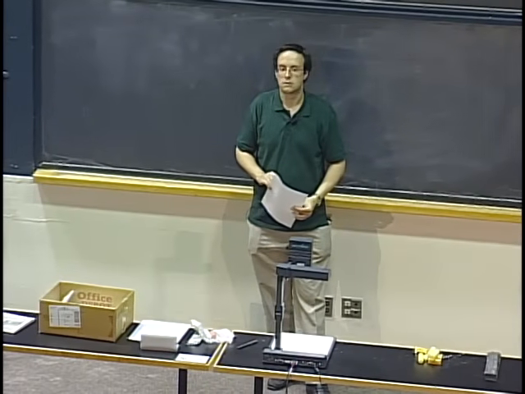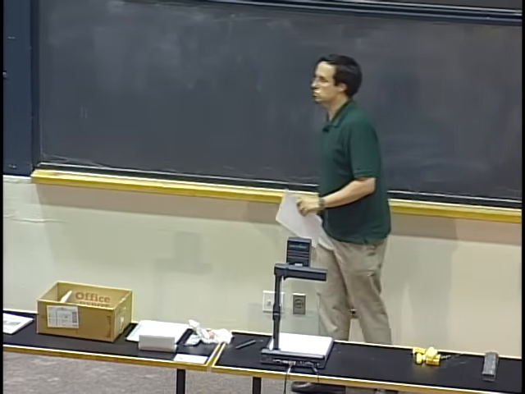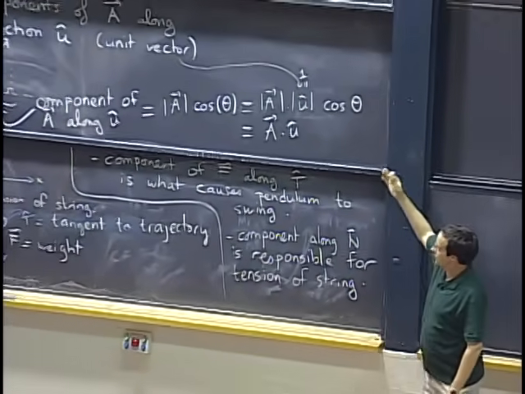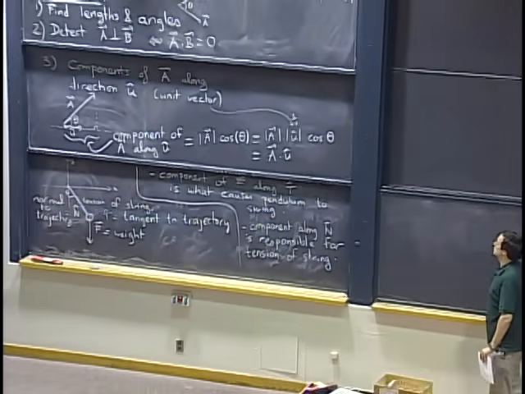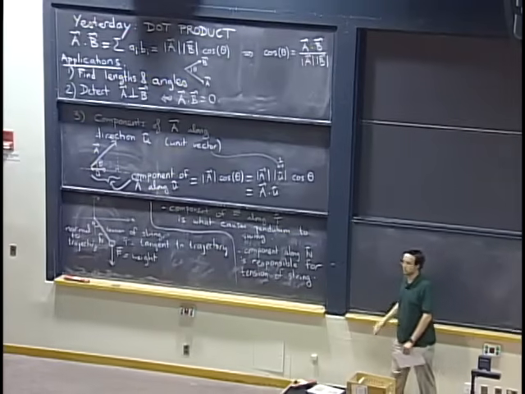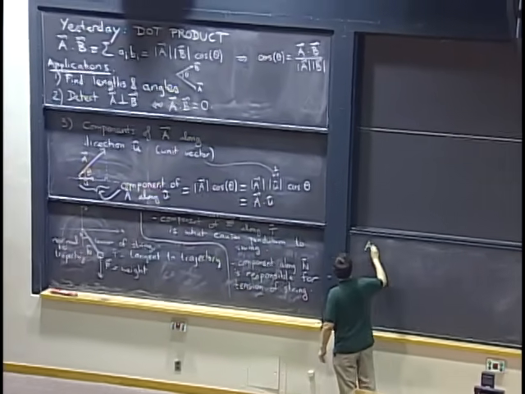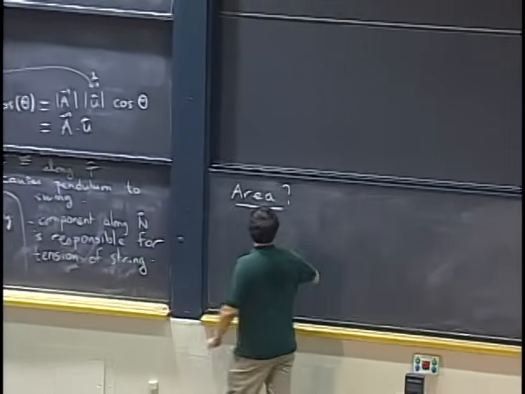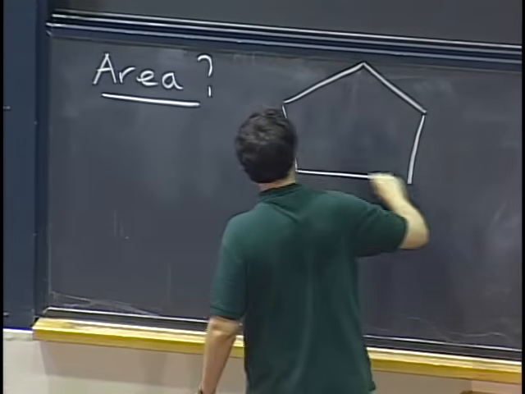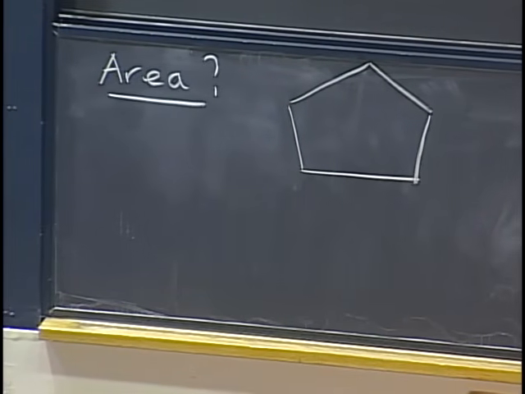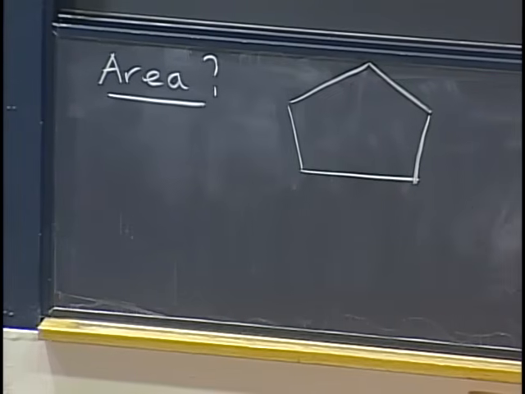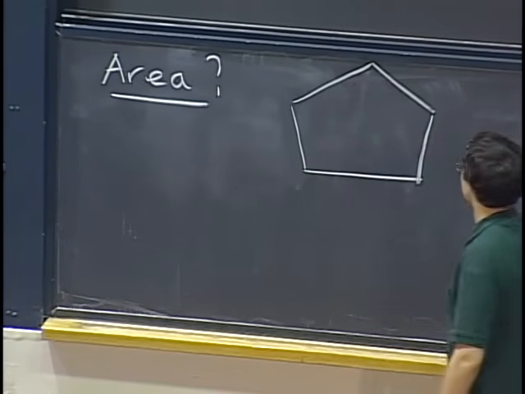No? Okay, so let's move on to our next topic. So here we have found things about lengths, angles, and stuff like that. One important concept that we haven't understood yet in terms of vectors is area. So let's say that we want to find the area of this pentagon. Well, how do we compute that using vectors? Can we do it using vectors? Yes, we can, and that's going to be the goal, but how?